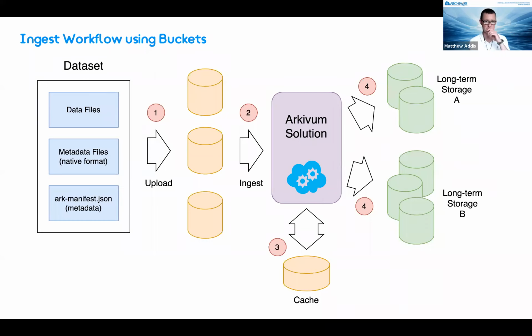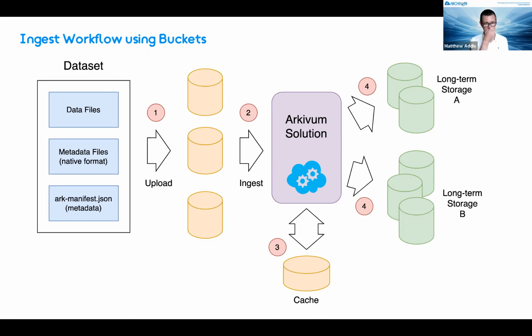You upload it to a bucket, and it's ingested from there into the ARKIVUM solution. It's temporarily stored in a cache where it will be processed. So we can do things like generate checksums and analyze file formats and do file format conversions as necessary. And then it will be stored into different long-term storage locations. And as I've just mentioned, there are different ways of configuring that. So it might be deep archive buckets or frequent access buckets or multiple copies, depending on the value of that data, how often it needs to be accessed, and so on.